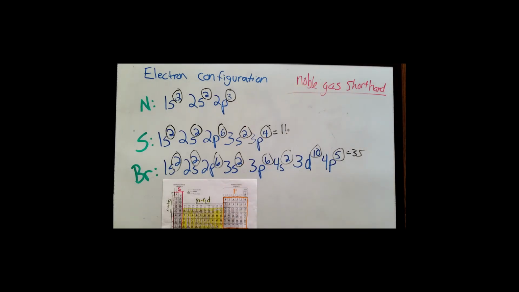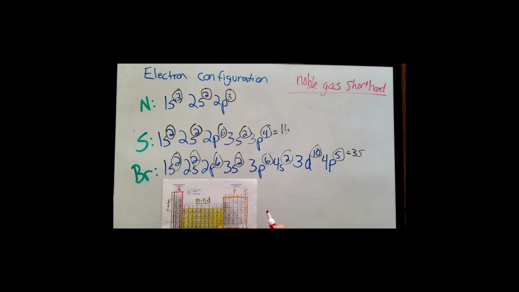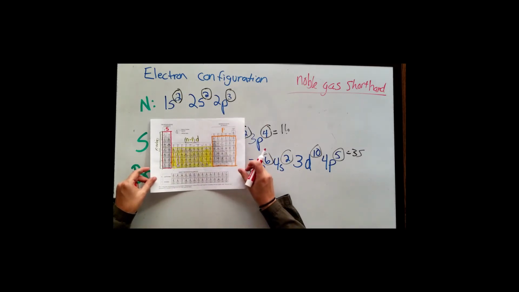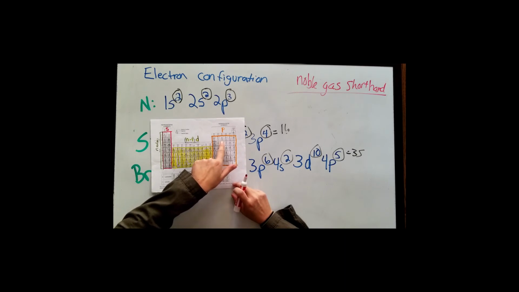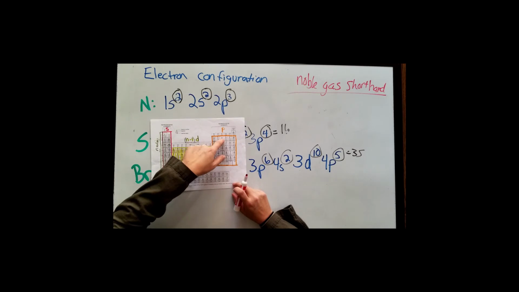So for noble gas shorthand, the rule is that instead of starting at 1s, you can start at the noble gas in the row above the element you're trying to describe. Okay, so for instance, let's do all 3 of these so we can see a couple examples. Neon is the first one. So the noble gas shorthand says I can start, instead of at 1s, at the noble gas in the row above. So nitrogen is in period 2, so I want to look at the noble gas in period 1.